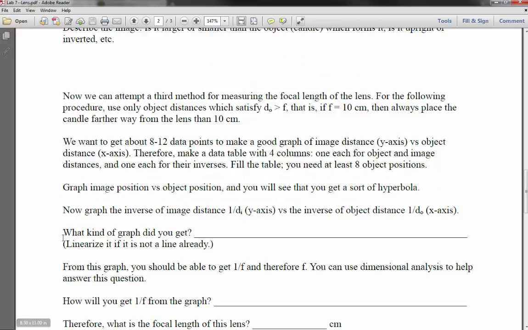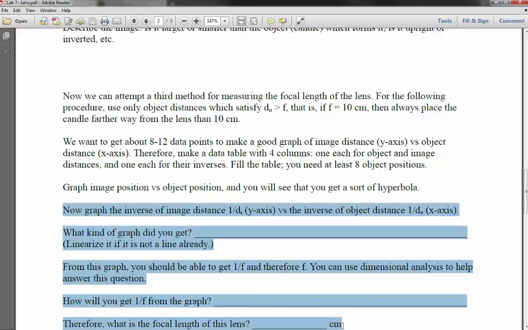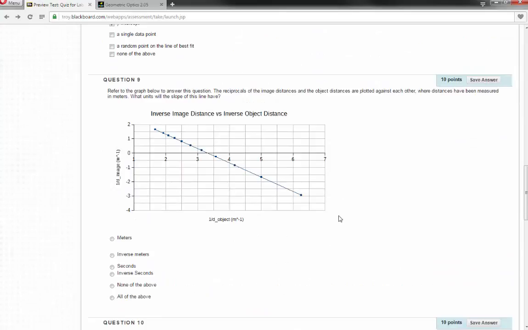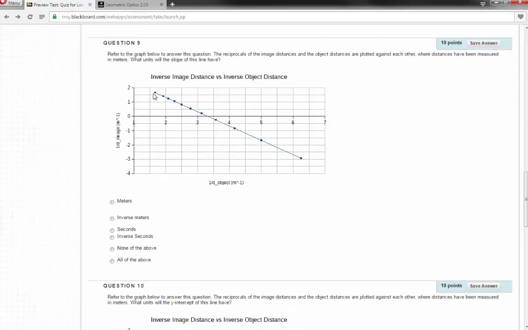And that's getting into these questions down here about analyzing and interpreting your graph. So let's open up the quiz here. Basically, we find that the x-intercept and the y-intercept give you the reciprocals of the focal length. If you take the reciprocal of either one of those, you get the actual focal length. Here, by the way, I have actually put that same graph that I just showed.